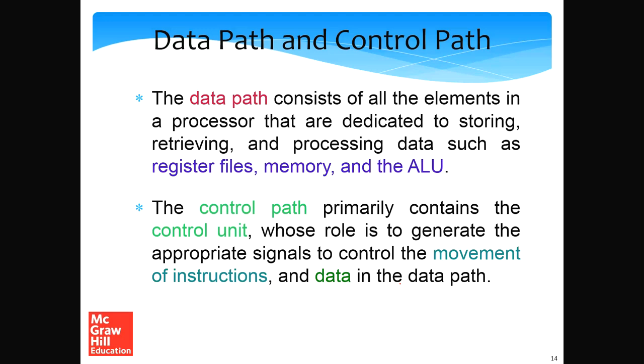So let us now define two very important concepts that we shall keep seeing over and over again in different forms. They are the data path and the control path. The data path essentially consists of all the elements in a processor that are dedicated to storing, retrieving, and processing data, such as the register files for keeping the registers, the memory, the ALU, and also in this case the program counter registers and so on. The control path is essentially what consists of the dotted lines. The control path primarily contains the control unit, whose role is to generate the appropriate signals to control the movement of instructions and data in the data path.